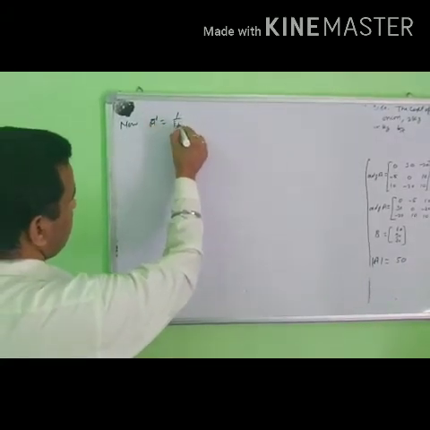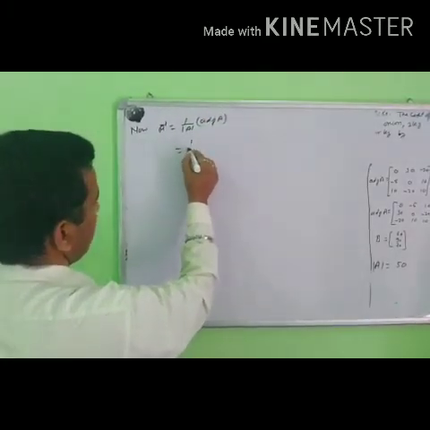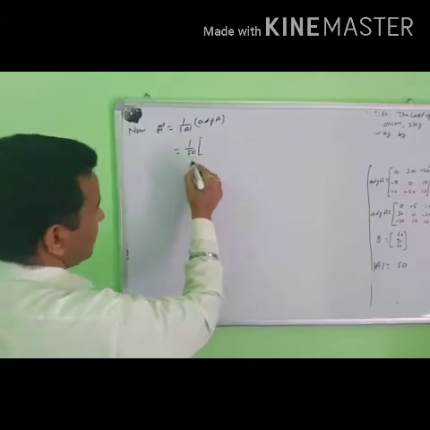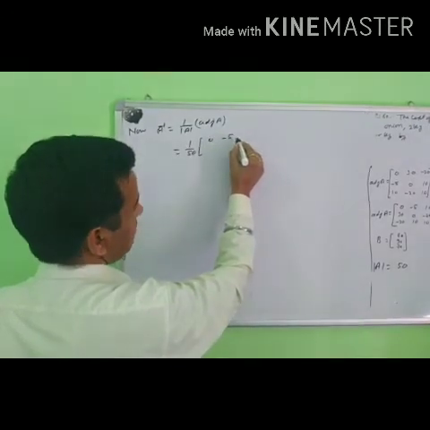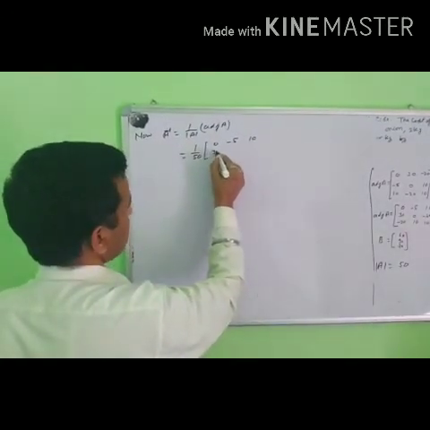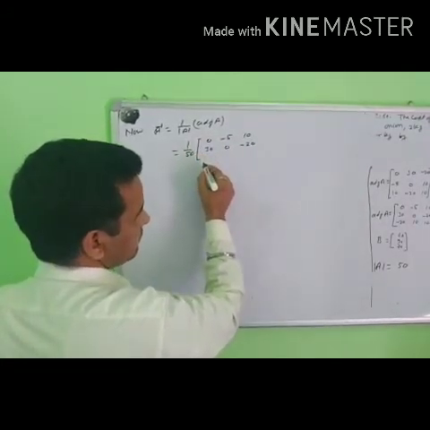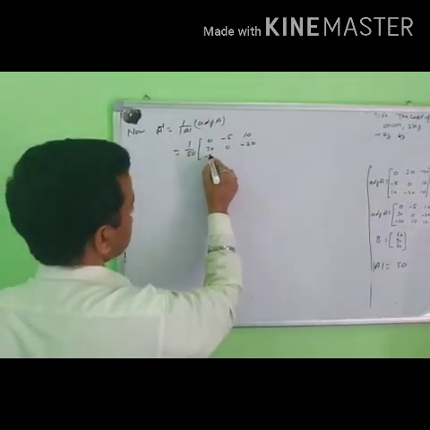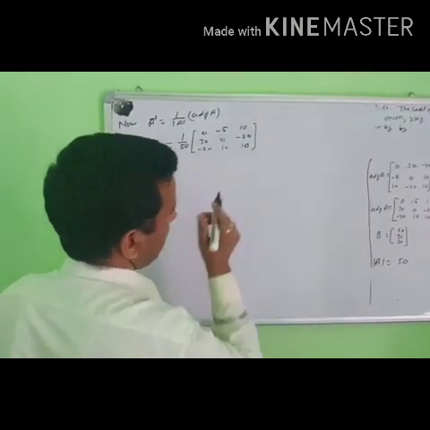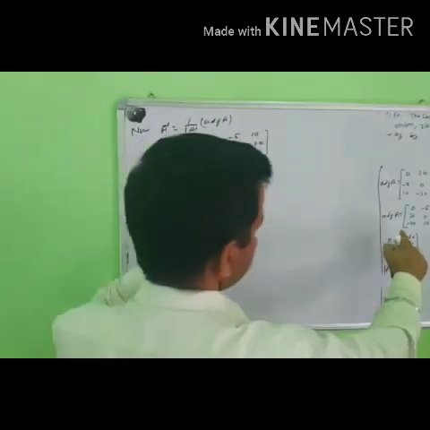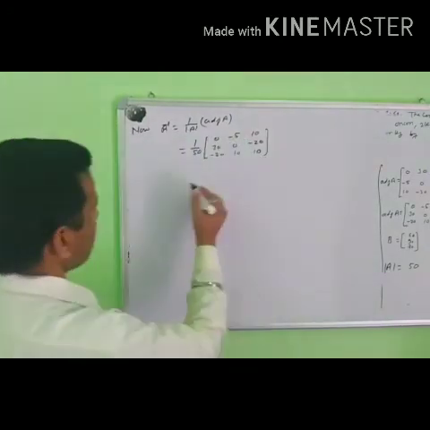What value? 1 upon determinant of A times adjoint A. Determinant is 50, and the adjoint of A is the matrix 0, minus 5, 10; 30, 0, minus 20; and minus 20, 10, and 10. Now calculate inside here.